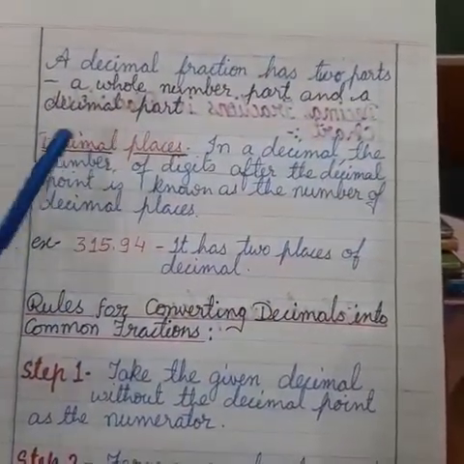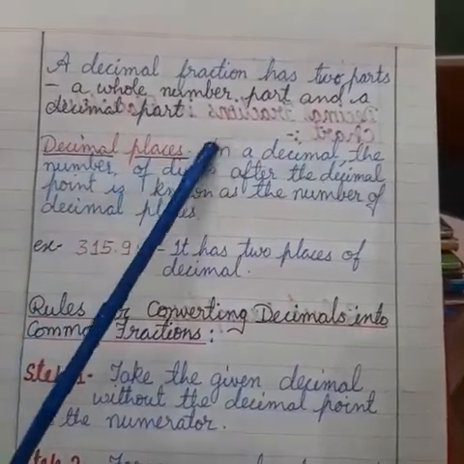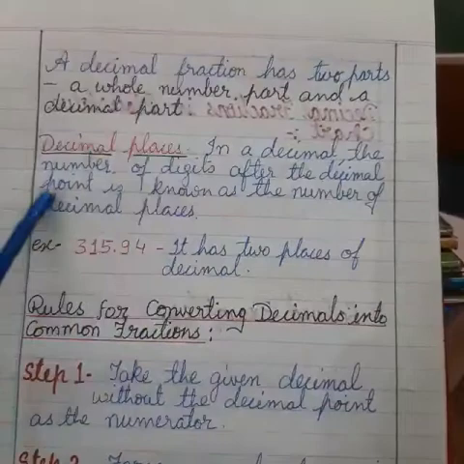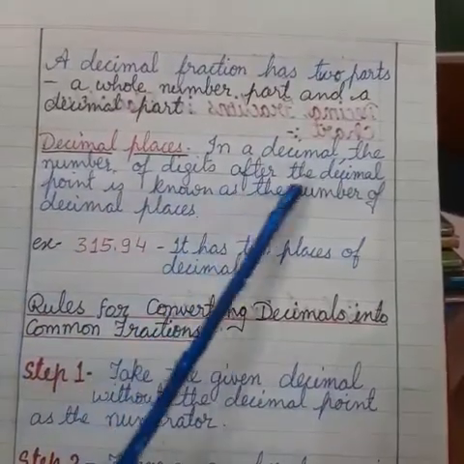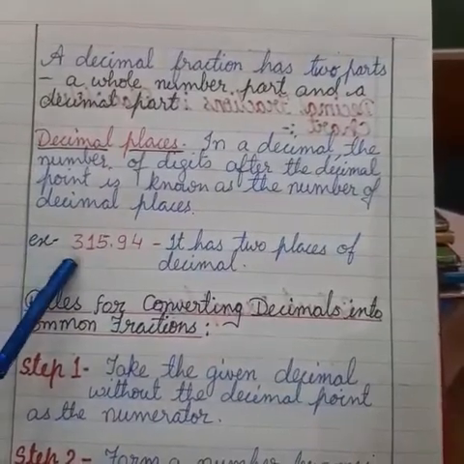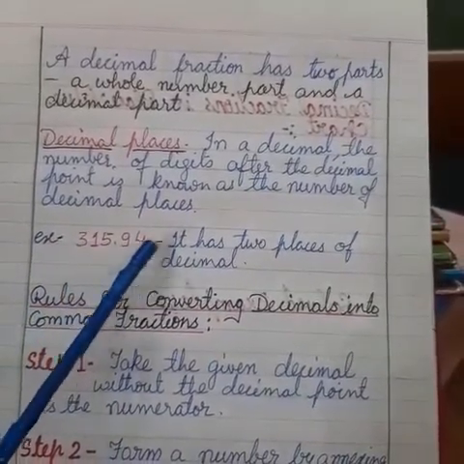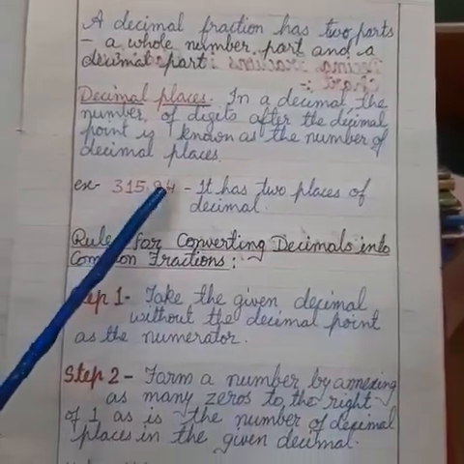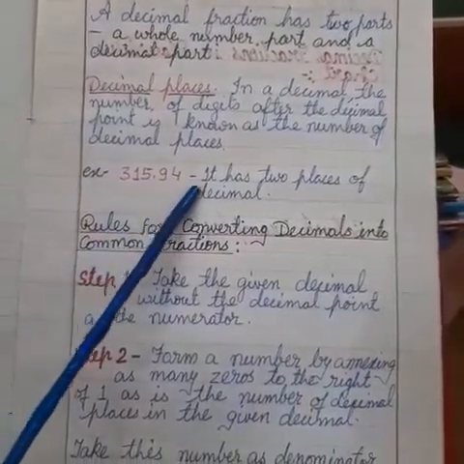So what is a decimal place? In a decimal, the number of digits after the decimal point is known as the number of decimal places. Consider this example, 315.94. It has 2 places of decimal. You can see, children, after this point we have 9 and 4, only 2 digits.